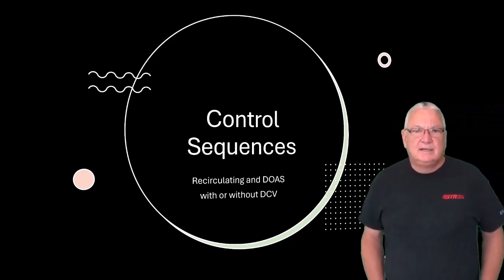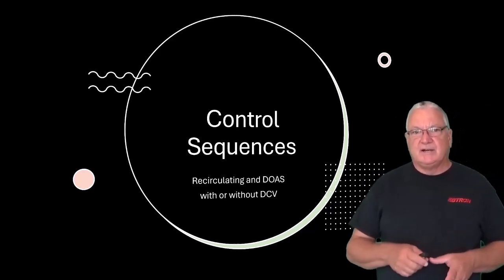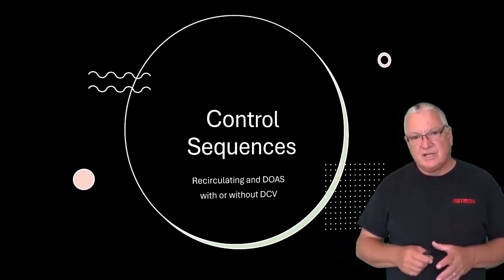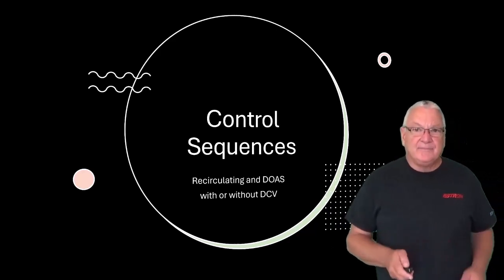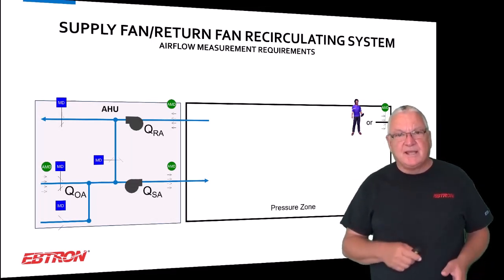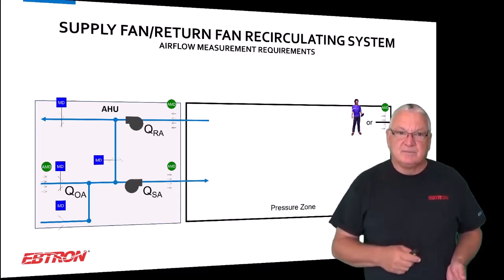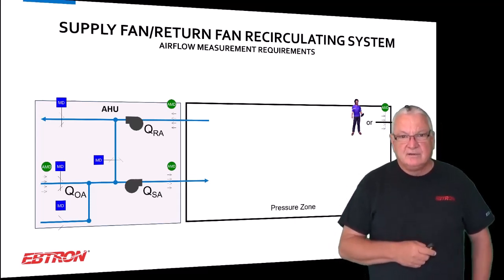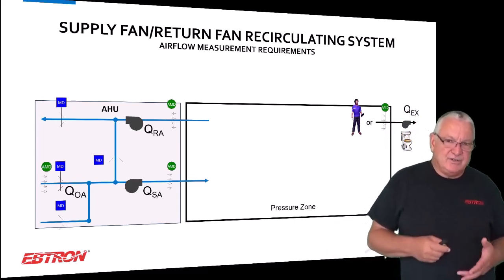All right, now we're going to talk about control sequences, and we're just going to talk about the airflow portion of it. We're going to do recirculating and DOAS with or without DCV, okay? So basically, the most complicated systems are recirculating systems, particularly supply return fan recirculating systems, because you have a lot of choices and you have a lot of issues.